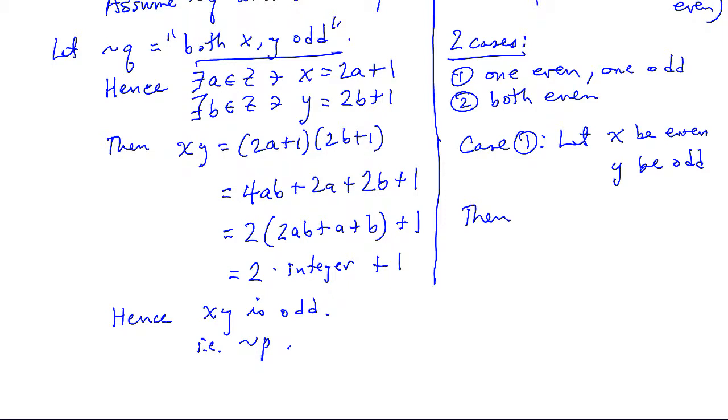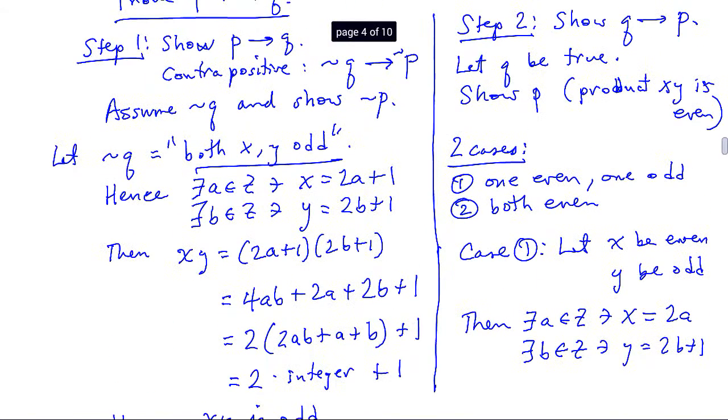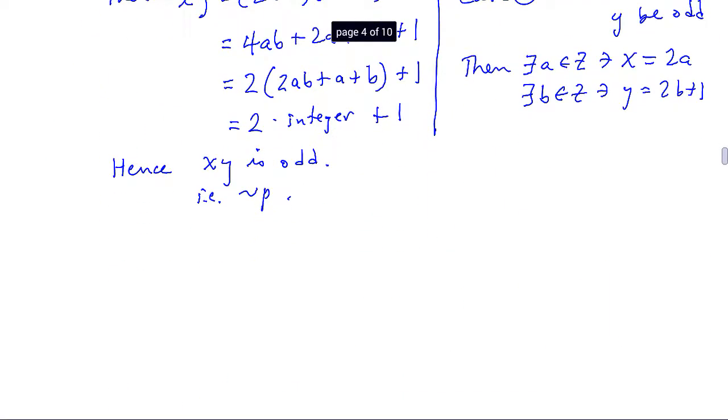Okay? Then there exists an a in the integers such that, let's see, x is the even one. x is equal to 2a. And y is the odd one, so we have a b such that y is 2b plus 1. And what am I trying to show here? I'm trying to show that the product is even.